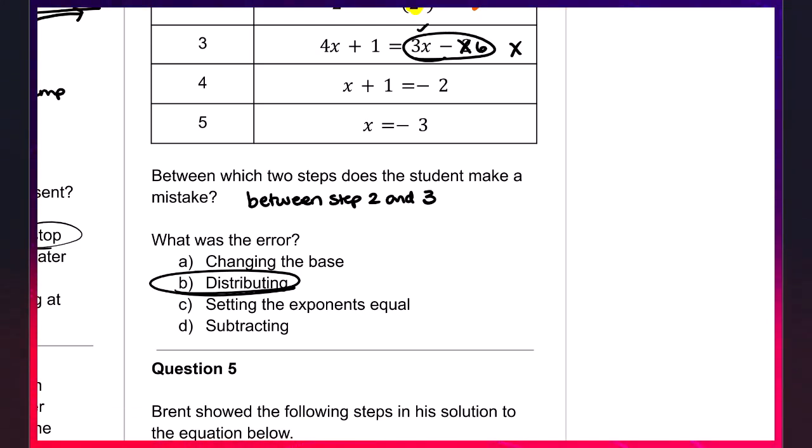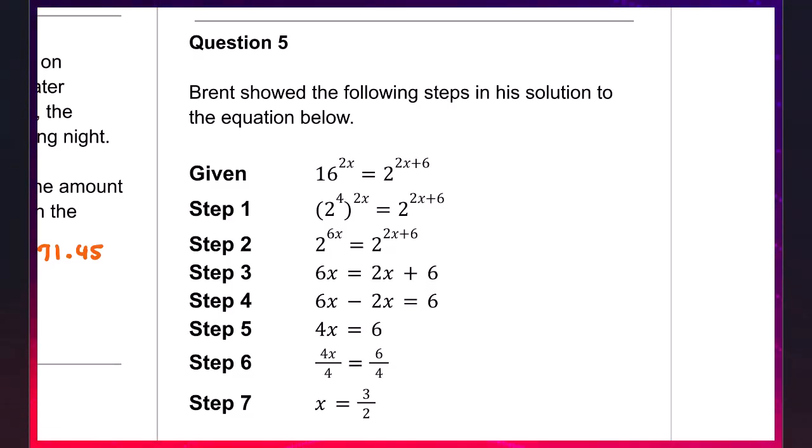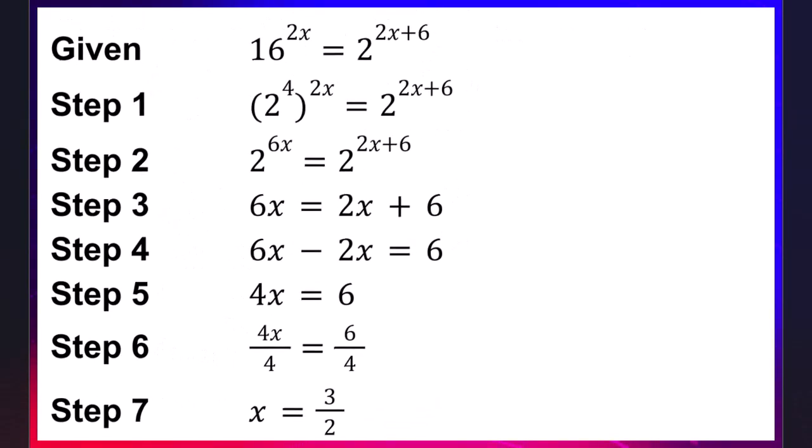And if you start to see some of these questions more often, that means that they are very likely to be asked on tests and benchmarks and EOCs. So question number 5 is another example of this. They give you one of these base equal a base questions, and they're asking you what was the mistake.